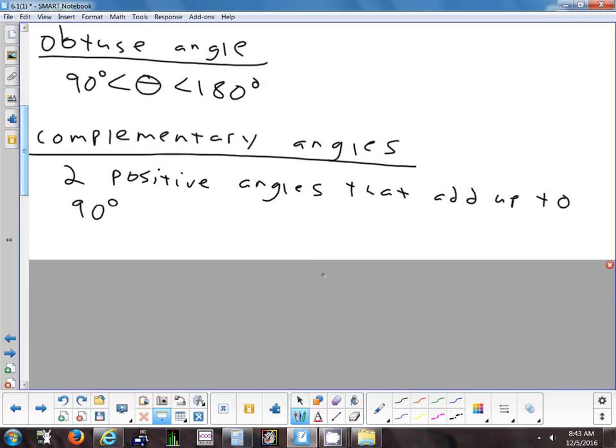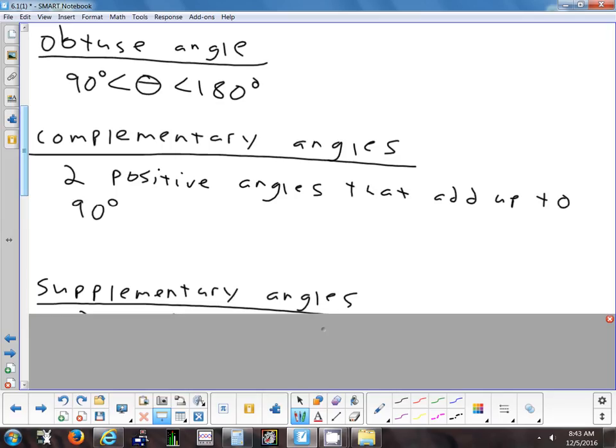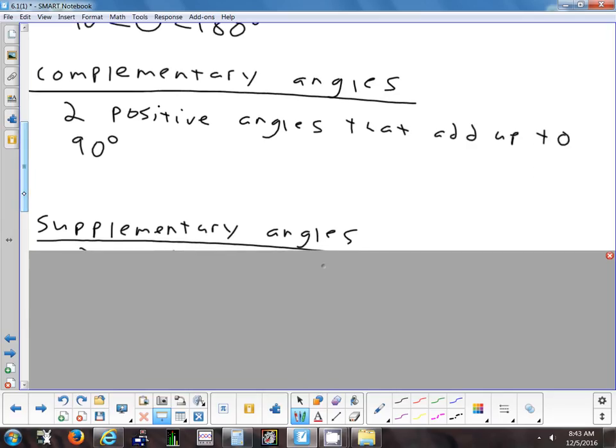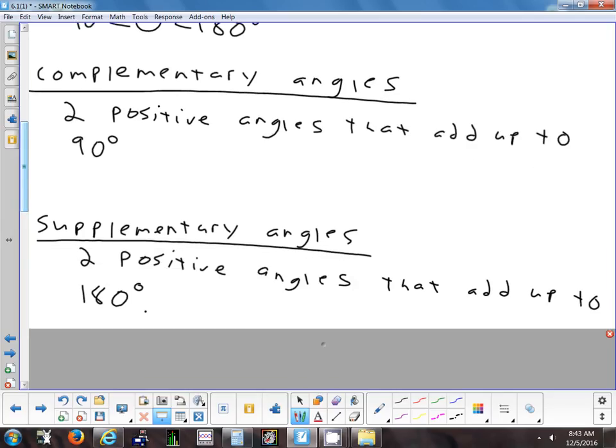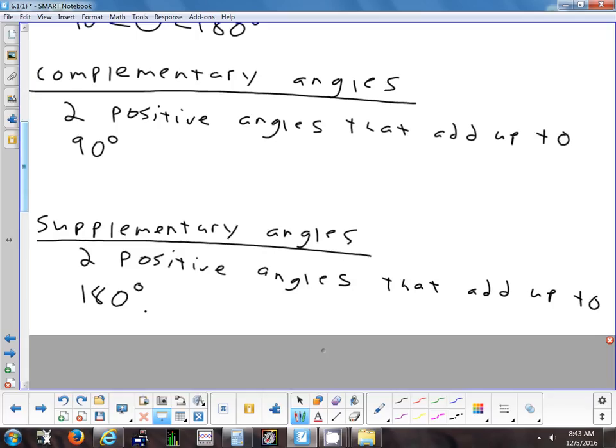Okay, and then there's another term. A lot of times we learn it with complementary. You know the other term? Supplementary. And what's that? When two positive angles add up to 180 degrees. Yes, two positive angles add up to 180. Now this time that could happen a couple different ways. You could either have two right angles, or you could have an obtuse and an acute angle.